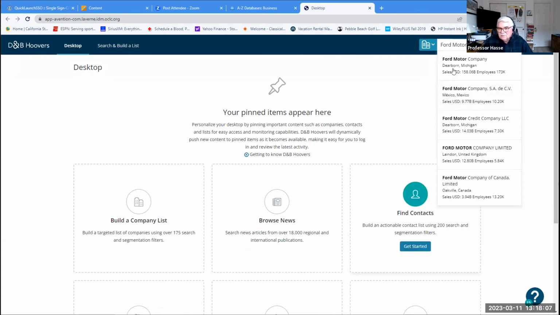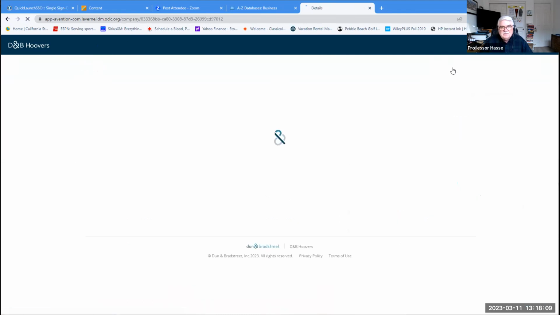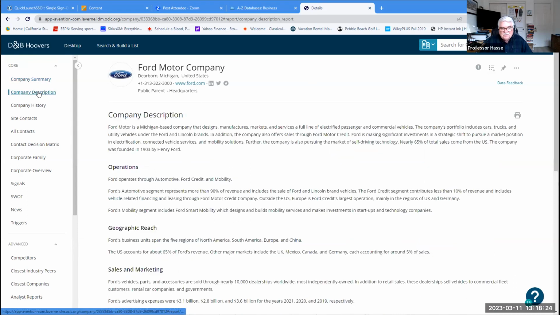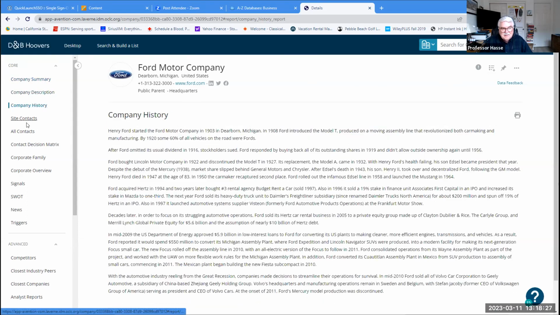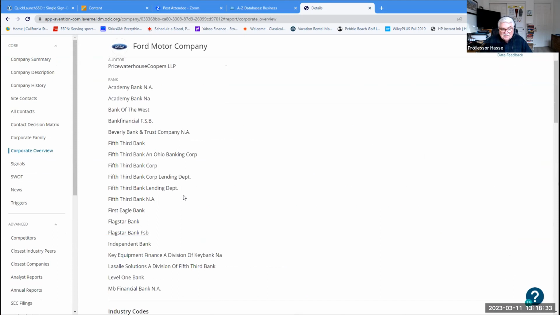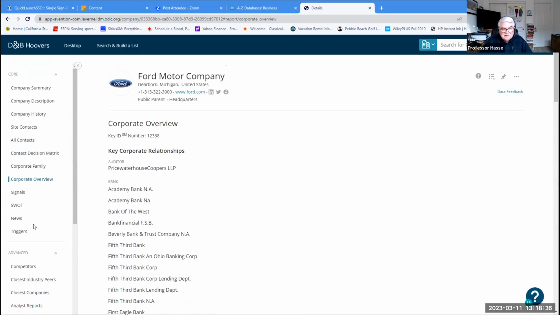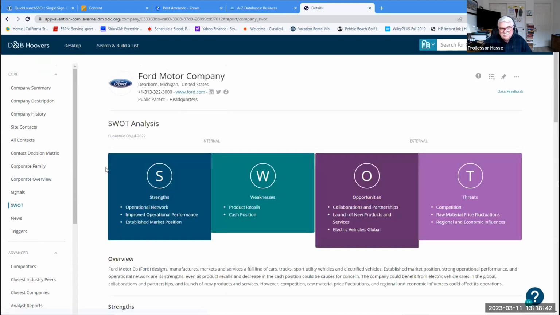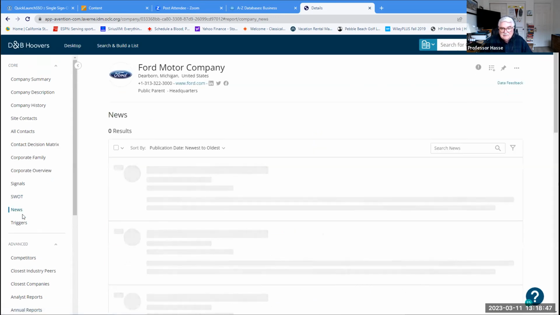You want to take the top one, the very first one, which is the Ford Motor Company's analysis in this D&B Hoovers database. And as you can see, it's massive. It gives you the name of the company, even their website, all kinds of information about the company: company summary, company description, company history, company overview, what this business is all about, who they do business with, their bankers, a SWOT analysis of Ford Motor Company. If any of you know what a SWOT analysis is, this is almost a year old, but still it's decent. Any news about Ford Motor Company in the markets?